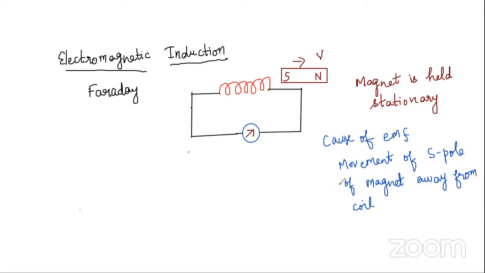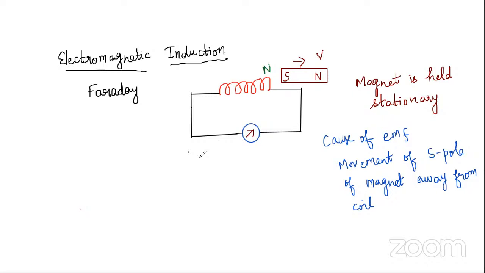And in which direction does the induced EMF flow in this coil? The induced EMF flows in this coil in such a way that the nearer end becomes a north pole. Usually there is a force of attraction between the north pole and south pole. So when you try to move the south pole of the bar magnet away from the coil, this end becomes a north pole such that it opposes the movement of the south pole away.